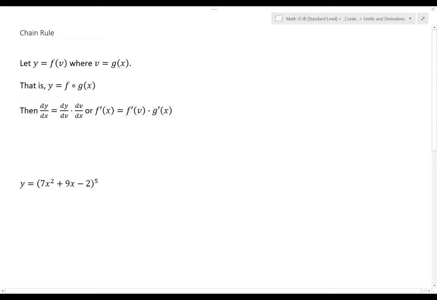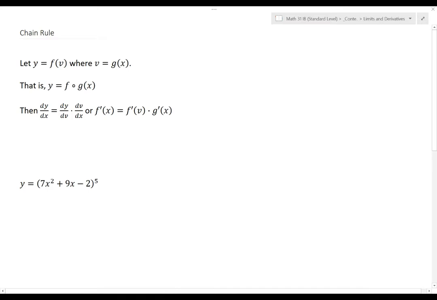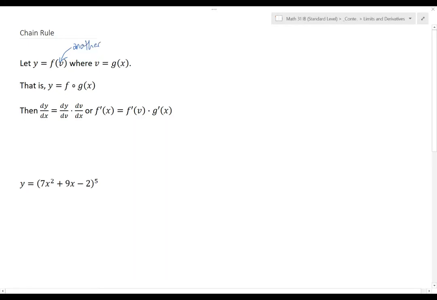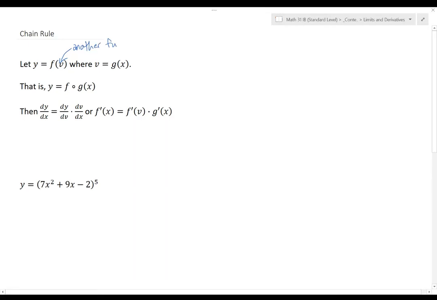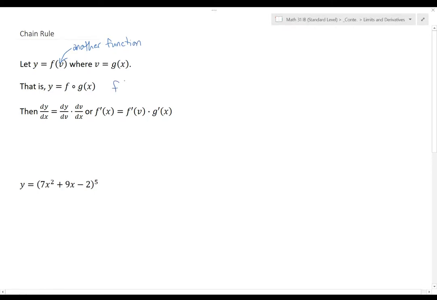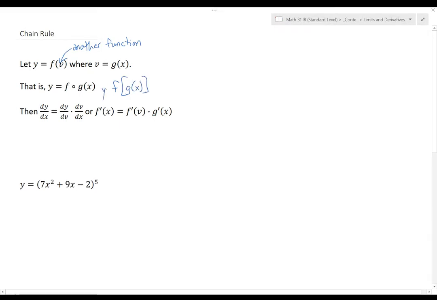Hello everyone. In this video we're going to look at how we can derive composite functions using something called the chain rule. So let's suppose we have y equals f of v. So y is some function of v, which is another function, and v is a function of x, as defined here as g of x. So in other words, y equals f of g of x. So we have a composite function.